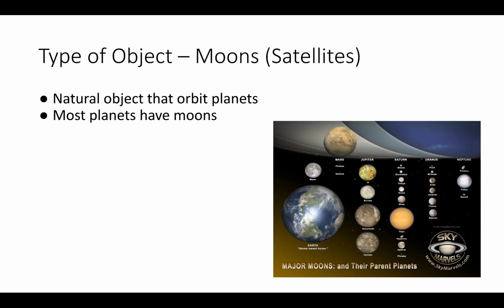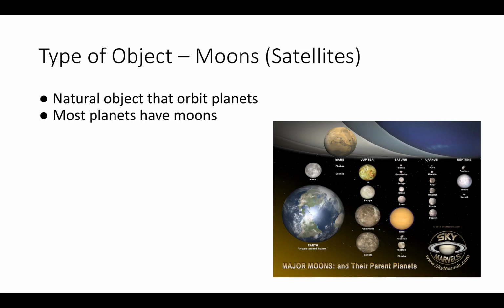So we've got moons, or satellites. A moon is a natural satellite, so a natural object that orbits planets. Most planets have moons. So the Earth has got the Moon, which, the real name's Luna. Then Mars has got Phobos and Deimos. Jupiter's got some big moons: Ganymede, Callisto, Europa, and Io.